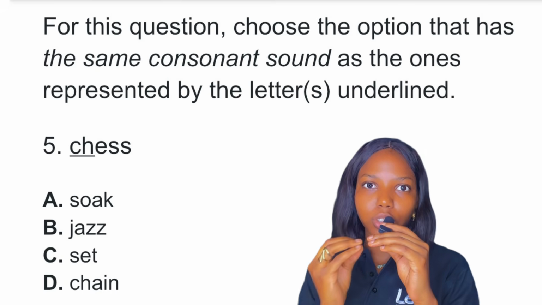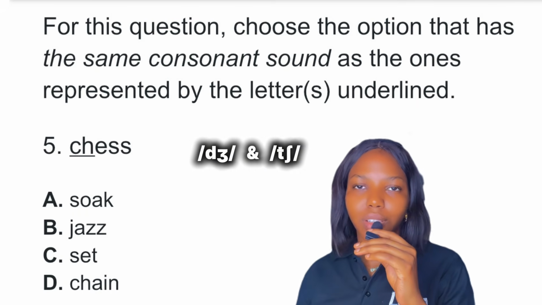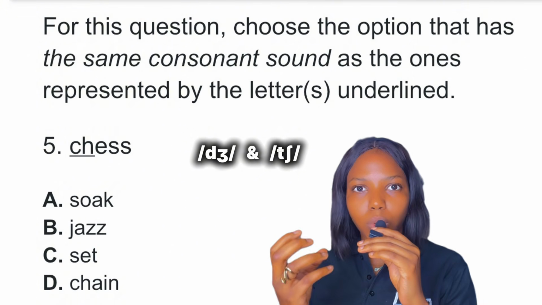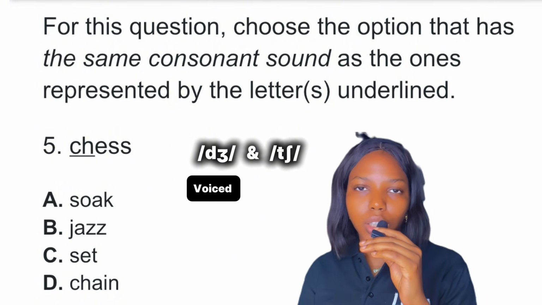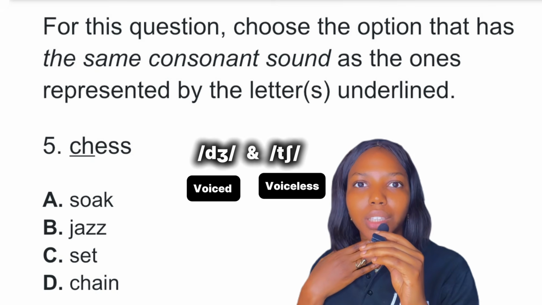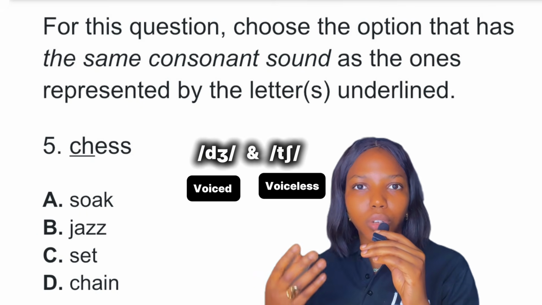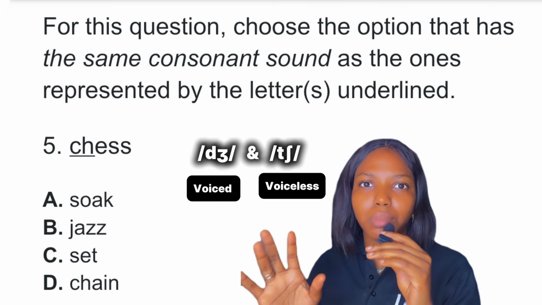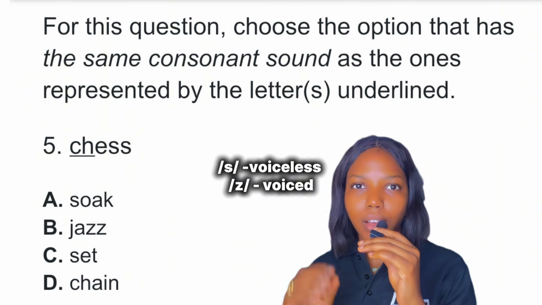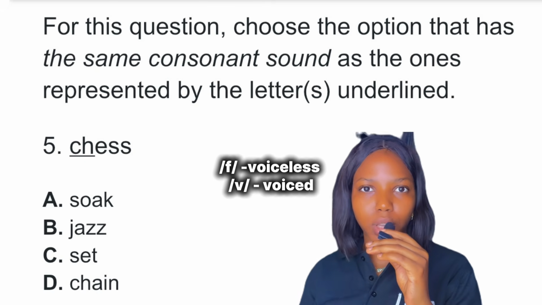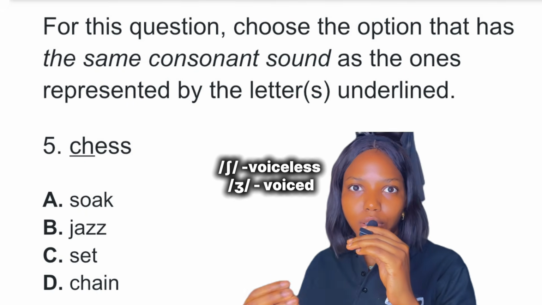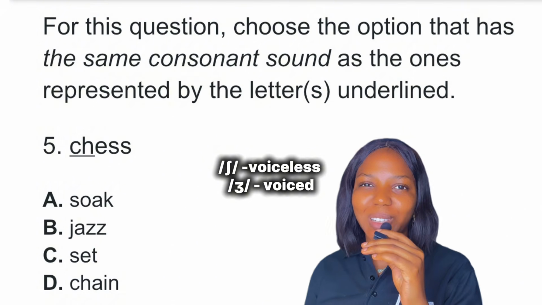For example, j and ch. These two sounds are similar. The place and manner of articulation are similar, only that j is voiced, ch is voiceless. So when I say voiced, I mean when you put your hand here, you can feel the vibration, and voiceless, there is no vibration. That's what it means. Okay. Another example: s voiceless, z voiced, f voiceless, v voiced, sh voiceless, j voiced. Okay, so they are similar, right?